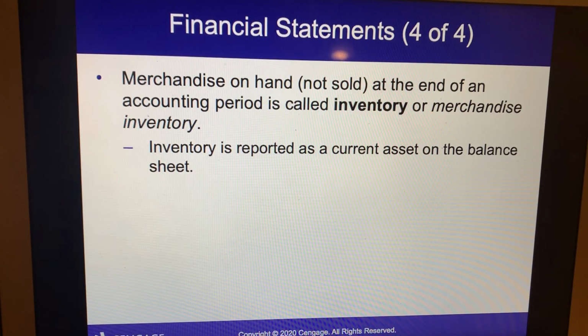Merchandise on hand or not sold at the end of an accounting period is called inventory or merchandise inventory. Inventory is reported as a current asset on the balance sheet.